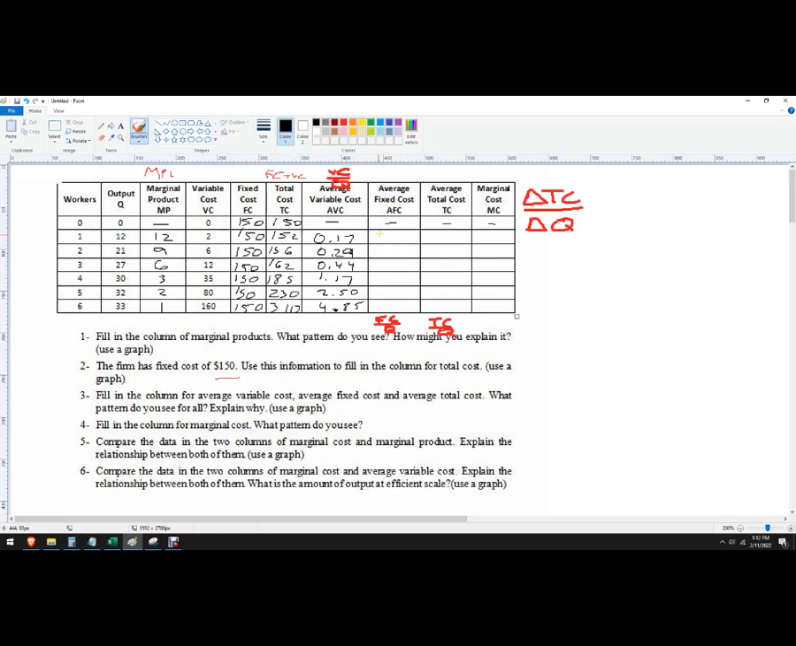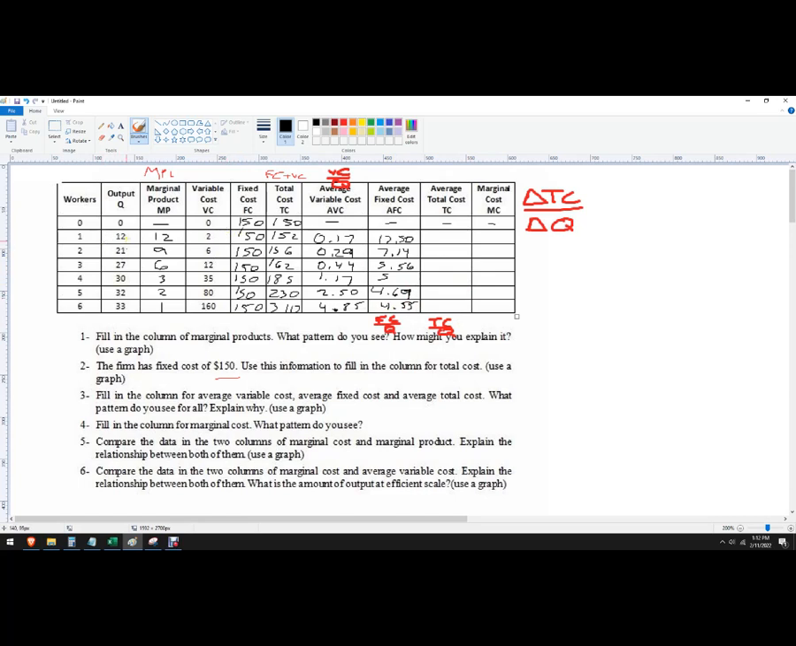Average fixed cost, we're going to take the fixed cost and divide it by the quantity. So the first one is $12.50, $7.14, $5.56, $4.69, $4.55.